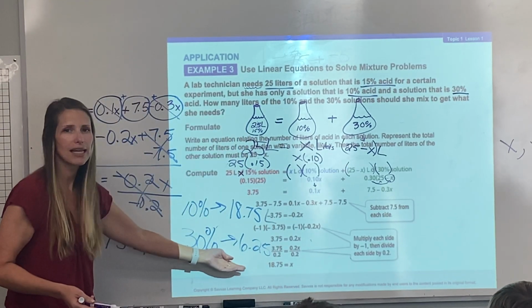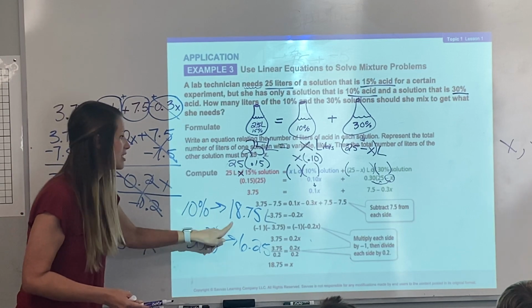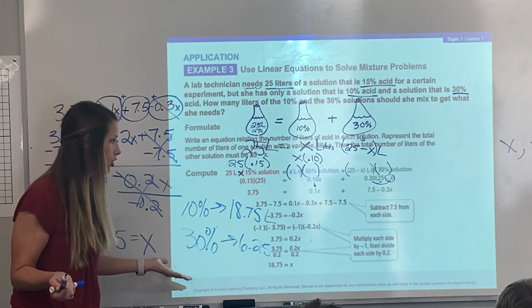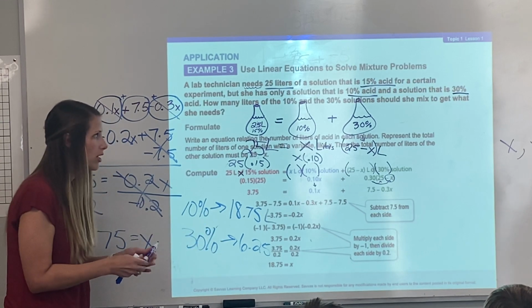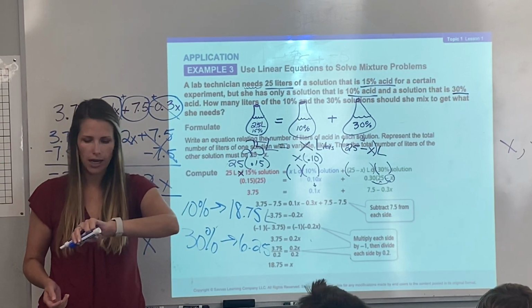And guess what, guys? Get out your calculators. Add these together. See if it equals 25 liters. I sure hope it does. It does. It does? Okay, good. Then we did it right. We are not done.